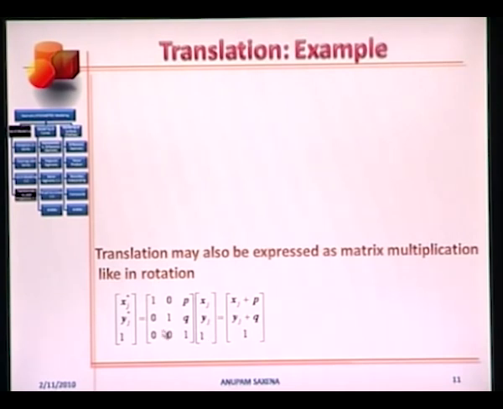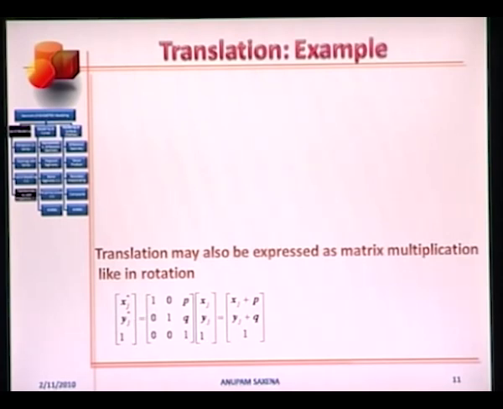You can clearly verify by pre-multiplying this matrix with the old column vector. The translation matrix is 1, 0, p, 0, 1, q, 0, 0, 1. 1 times xj plus p times 1 is xj plus p, which is xj star. 1 times yj plus q times 1 is yj plus q, which is yj star, and 1 times 1 equals 1.